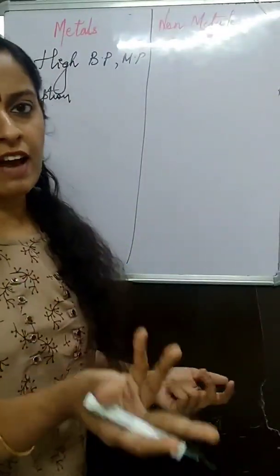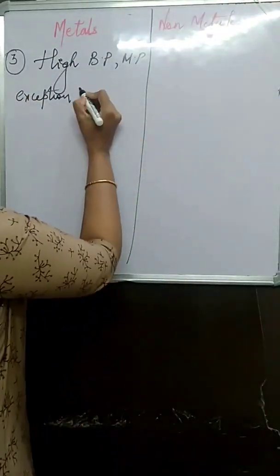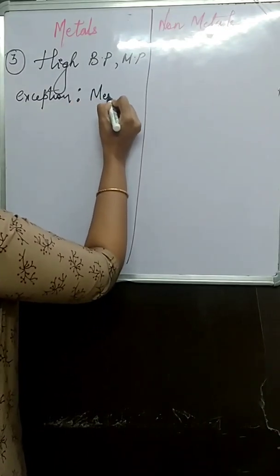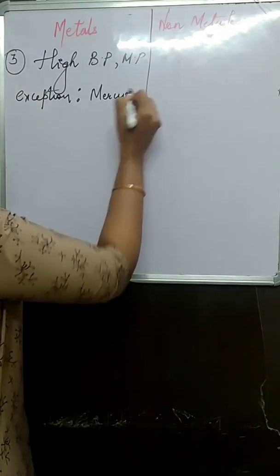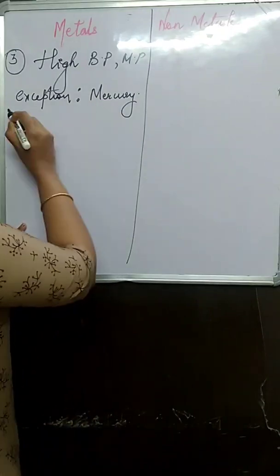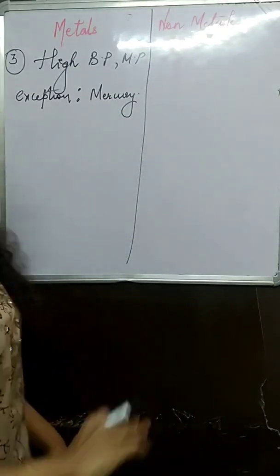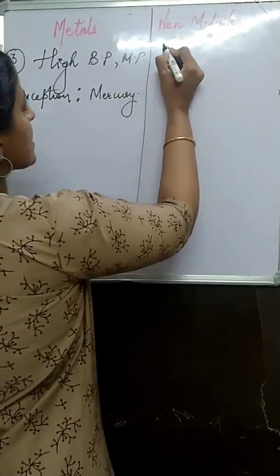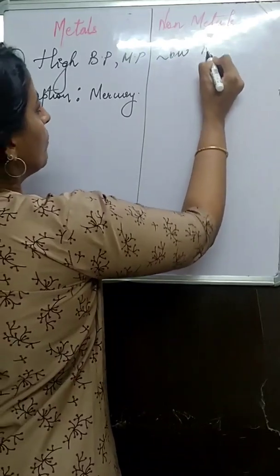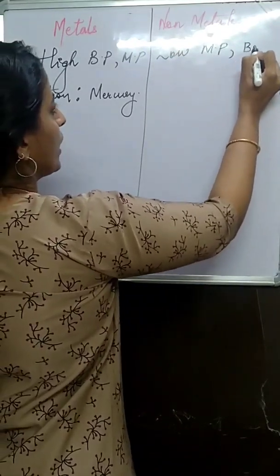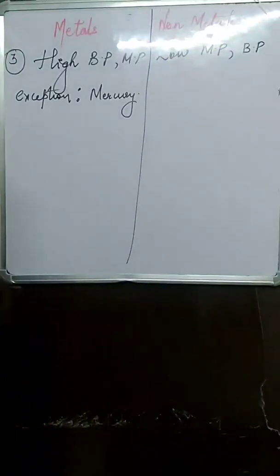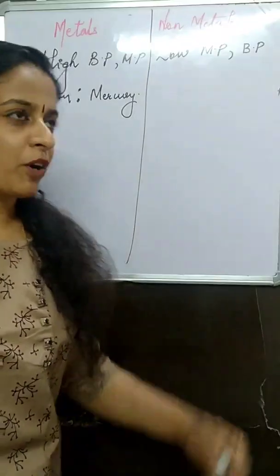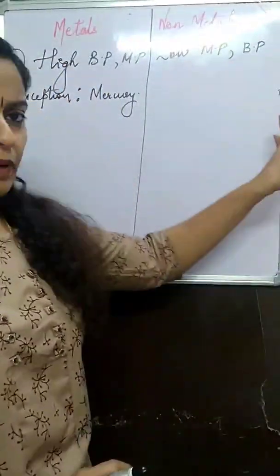So that metal will have a low melting point. That is, what is it? Mercury. Except mercury. Okay, except mercury. So mercury is an exception. Whereas if you go for non-metals, opposite. They have low melting point and boiling point. They have very low melting point and boiling point, except carbon you can consider, but no need to write that. Carbon is an exception for non-metal.